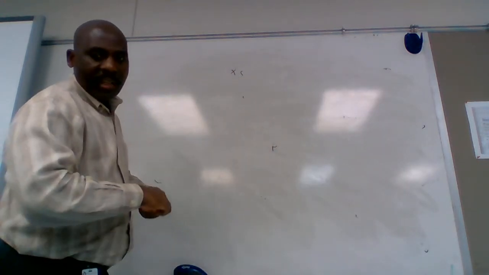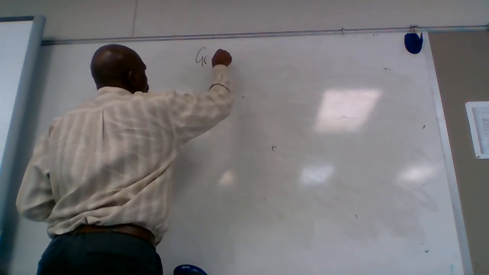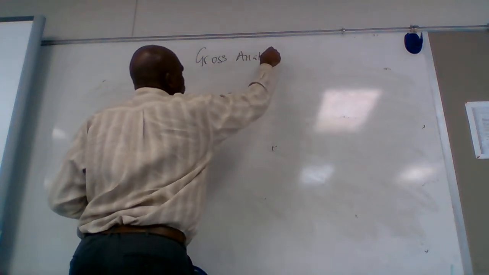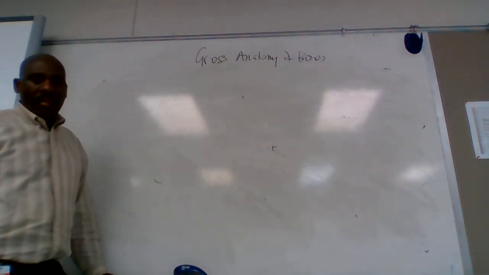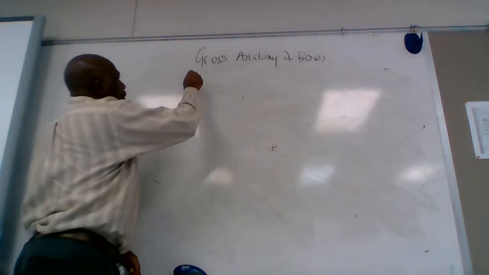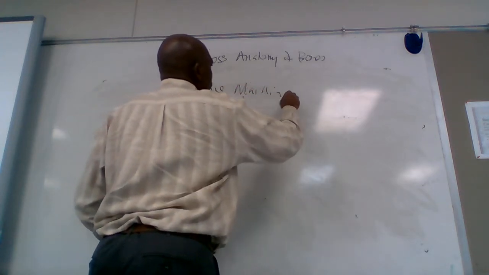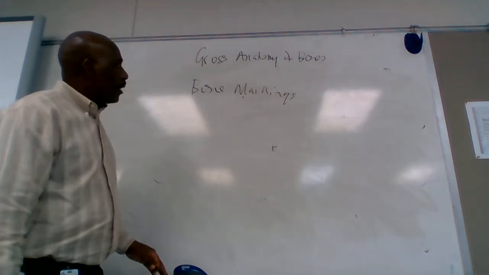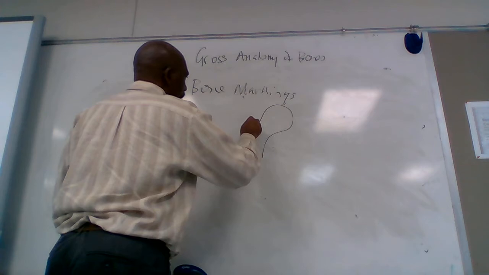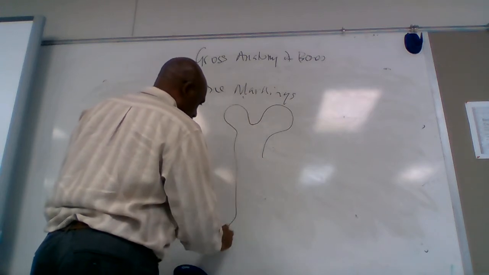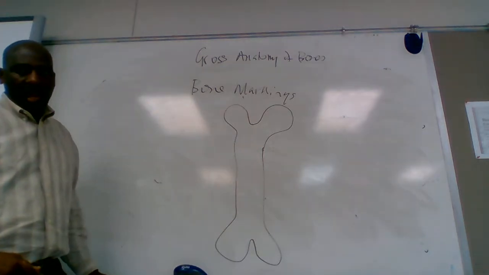All right, let's look at bone markings. Now we are moving to the gross anatomy of bones. Let's look at the gross anatomy of bones. We'll start with bone markings. So if you look at a bone, I put a diagram earlier on. So this is a rough diagram of a bone.